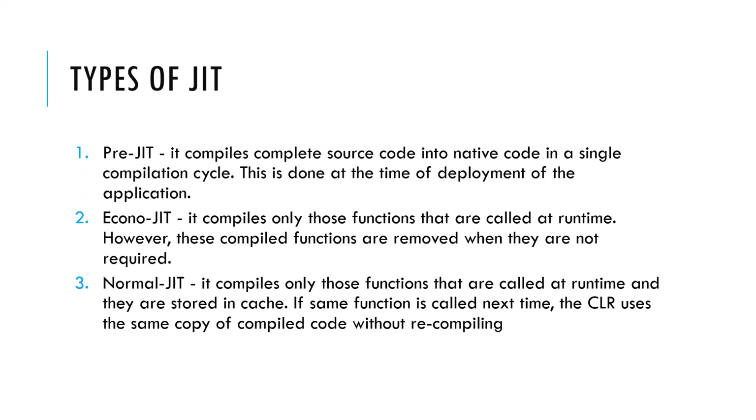In the case of pre-JIT, it compiles the complete source code into native code in a single compilation cycle. This is done at the time of deployment of the application. In the case of Econo-JIT, it compiles only those functions that are called at runtime. However, these compiled functions are removed when they are not required. In the case of normal JIT, it compiles only those functions that are called at runtime and they are stored in cache. If the same function is called next time, the CLR uses the same copy of compiled code without recompiling.